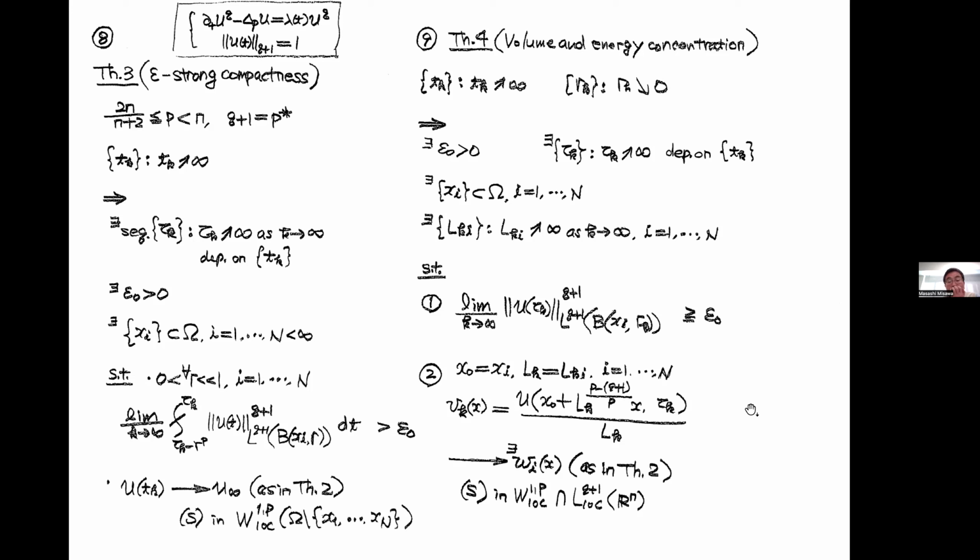And secondly, for each xi, the N finite points xi, we have the following convergence, scaling and blowing up convergence. So now we consider the blowing up function denoted by vk(x), defined from u(x), defined as blowing up around the point x0. x0 is each of the N finite points xi.